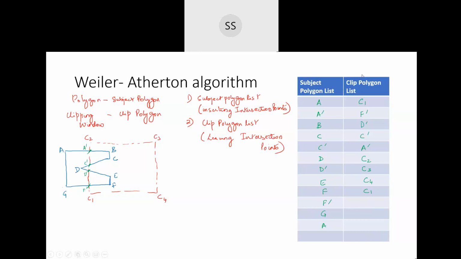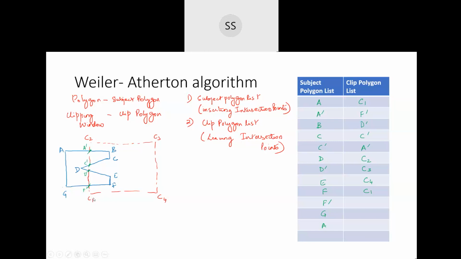And now what about the clip polygon list? I have to write about the clip polygon. Not only the vertices of the clip polygon, I have to also write the intersection points. You can start from any point, only thing is it has to be in a clockwise direction. Both of them have to be dealt in clockwise direction. So I am writing it as C1, then F dash, D dash, C dash, A dash, C2, C3, C4, and then next I have C1. So I have done with this much.